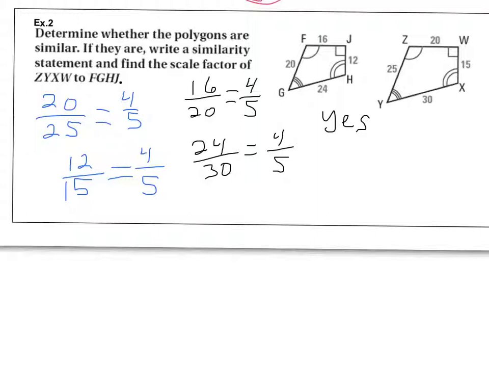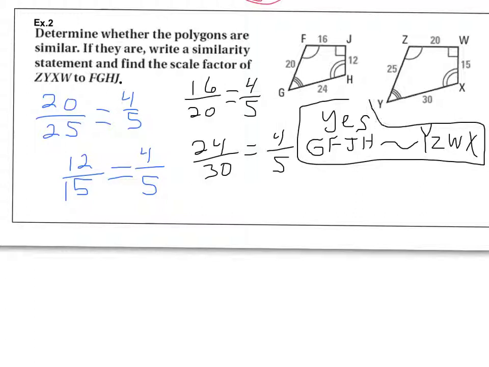And we're going to write a similarity statement. That's what it says to do. Write a similarity statement. So these aren't triangles. These are quadrilaterals. We don't really have a symbol for that. So how about I just say GFJH is similar to, now we got to go in the same order for the second one, YZWX. So yes, they are similar. And the reason why is because all of the angles matched and all of the sides were proportionate. They weren't congruent, but they all boiled down to the same ratio.